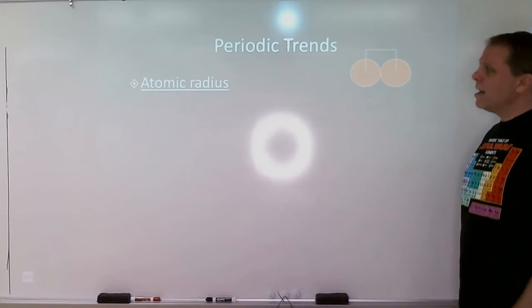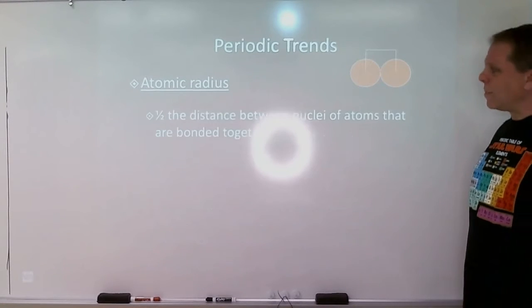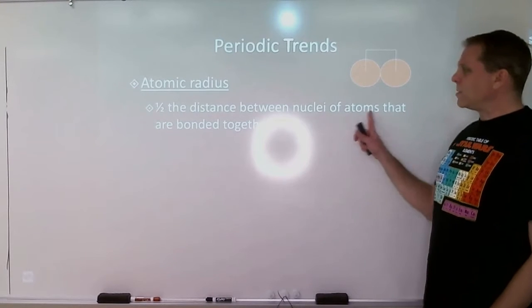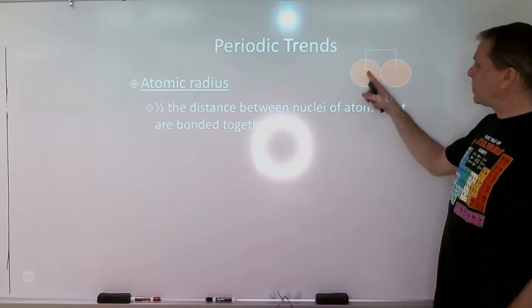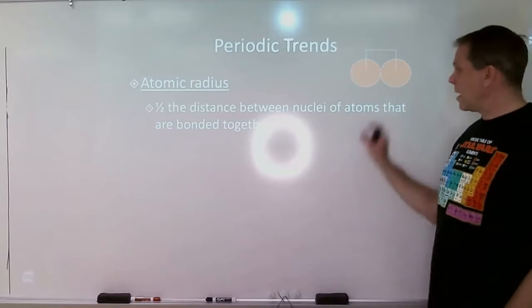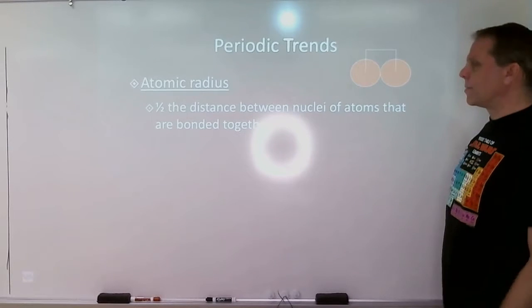All right, so let's talk about atomic radius. The distance between two nuclei of bonded atoms, right? Half the distance between the nuclei of two atoms that are bonded together. That distance is your atomic radius. Got that whole distance, half that distance is your atomic radius.